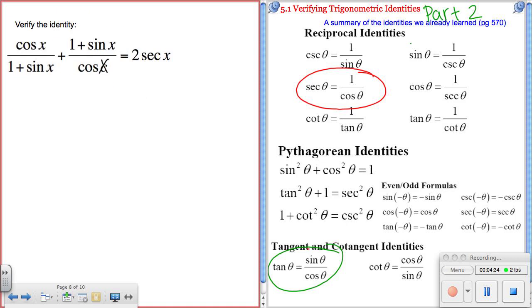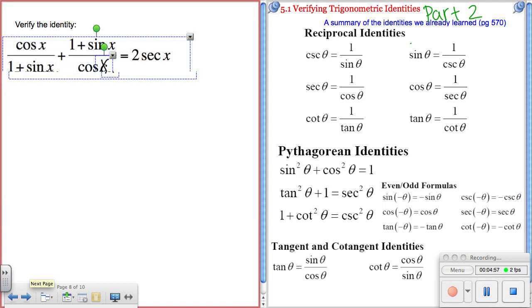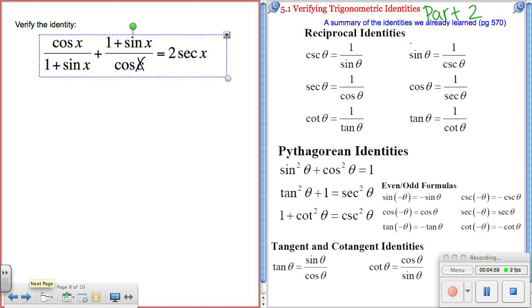Let's take a look at another example. The next couple examples are going to get a little bit harder on us, so be ready. I would have your highlighter out and be ready to highlight any steps you get confused on so that you remember to ask when you're in class. So, verify this identity, and we have it written right here.